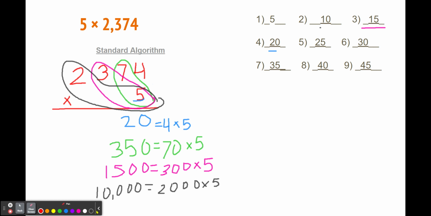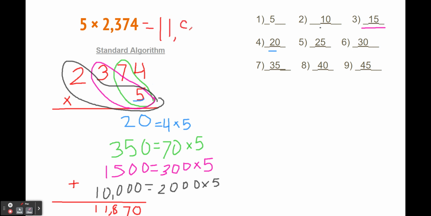All right, now we went ahead and found all of our partial products. We have to add everything together. So if we add all of this up, we don't have any ones. We have 7 tens, 8 hundreds, 1,000, and 1 10,000. So our product is 11,870.